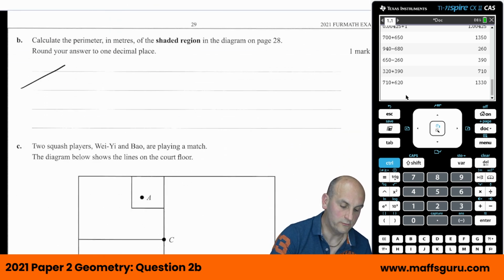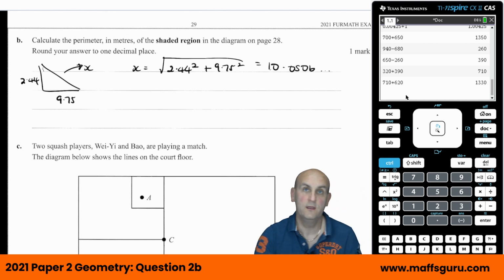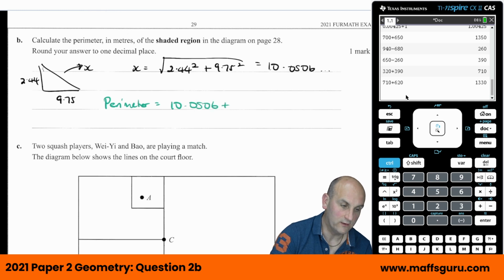So I've got my triangle now. Actually, it probably makes sense to draw it the direction that you've got. So I knew that was 2.44, that was 9.75. So that length there, let's call it x, was given by the square root of 2.44 squared plus 9.75 squared. And that gave me 10.0506. So I know the perimeter was equal to 10.0506 plus all of those other edges, 4.57, 2.13 and 9.75, which gave me 26.5 meters.